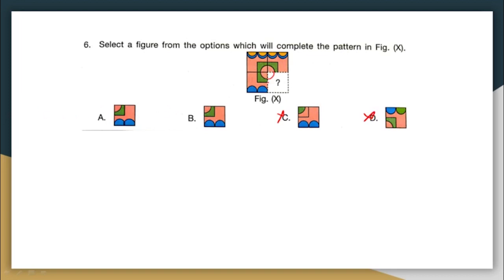Next, what will come here? Here, this has to complete this like this, and here it has to be green. Yes, it is green here and it is green here as well. Both seem to be correct. Then here you have two half circles, and here also you should have two half circles, right? Now if you look at option A and B, yes, they both have two half circles. Then how do I say which is the correct one, right?